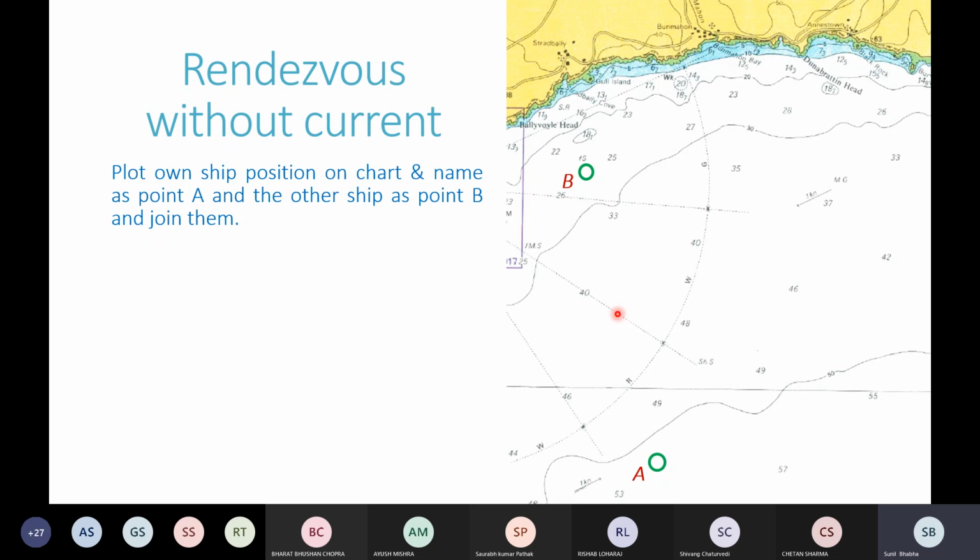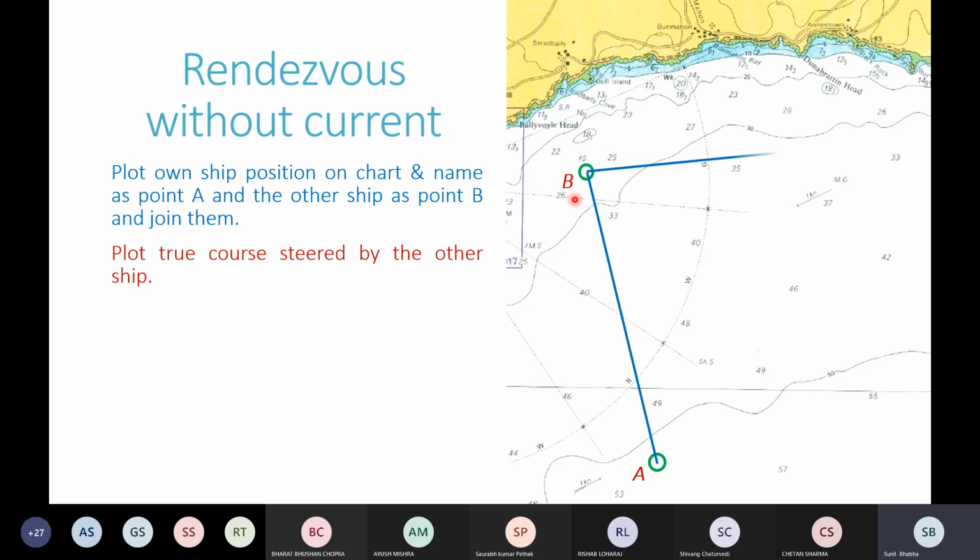Now we have to first of all join both these positions by a single line. So let's draw a line joining both the positions. We have this line AB on our chart now. Now we have to plot the course steered by the other ship. So the target ship, Bravo ship, what course the other ship is steering. Let's plot that course on the chart. We have the course of the target ship plotted on the chart now.